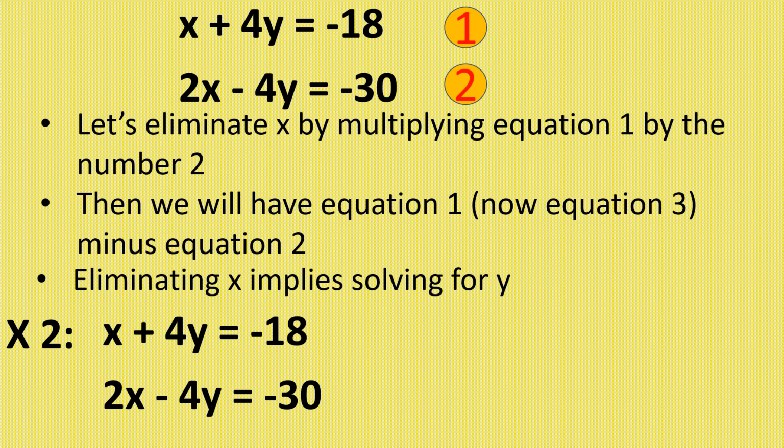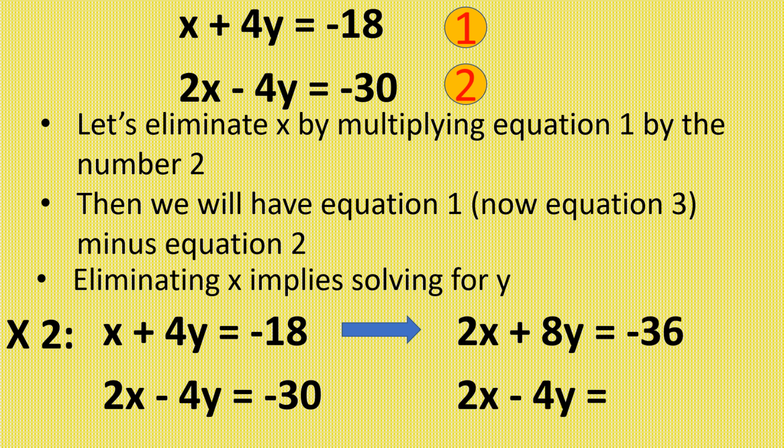Which one is equation 1? x plus 4y is equal to minus 18. When we multiply through by 2, you have 2x plus 8y is equal to minus 36. Multiply the x by 2, you have 2x. Multiply the 4y by 2, you have 8y. And multiply the minus 18 by 2, you have minus 36.